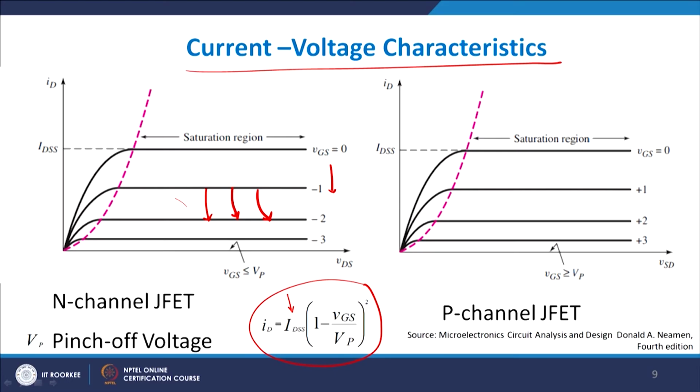IDSS is the value of the current when VGS equals 0. So this is your IDSS, for VGS equals 0, and 1 minus VGS by VP, where VP is the value which you see, right. So I have given you the discussion for an N channel JFET. You please try to extend it to a P channel JFET as well, and the answer remains the same.